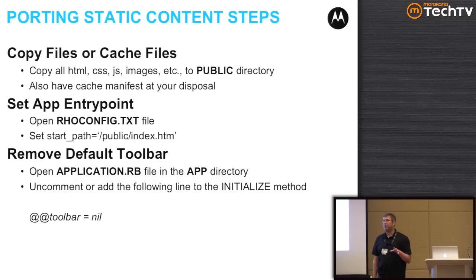Now, after you copy the files, there's only two other steps that you have to do to enable the project to be run natively, okay? The first thing that you need to do is go into the rhoconfig.txt file and reset the start path. By default, the start path is going to go to the app folder, and it's going to bring up the start page, which is index.erb.